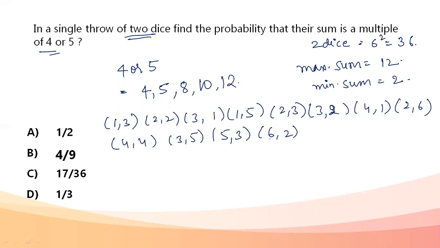Okay, now next I need 10. So 10, how am I going to get 10? 10 can be 4 comma 6, 5 comma 5, 6 comma 4. Now I need 12. 12 is only one option, 6 comma 6.